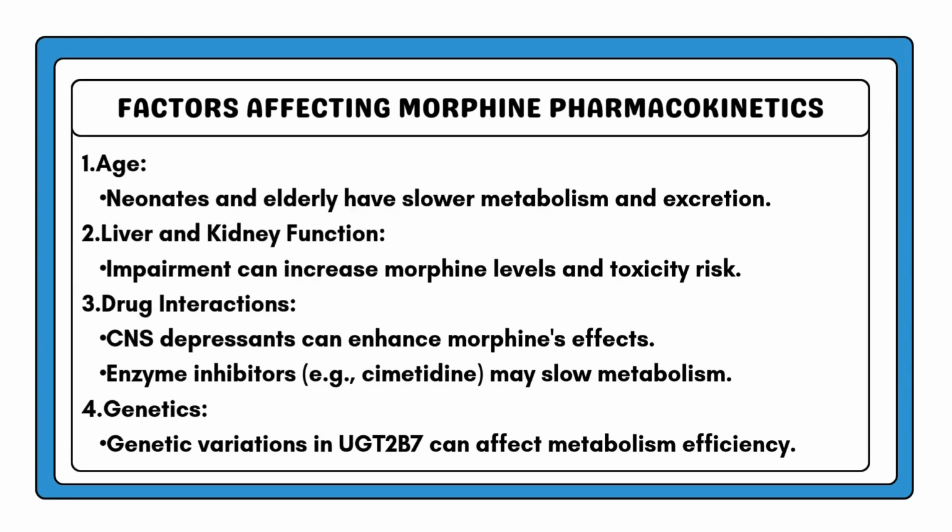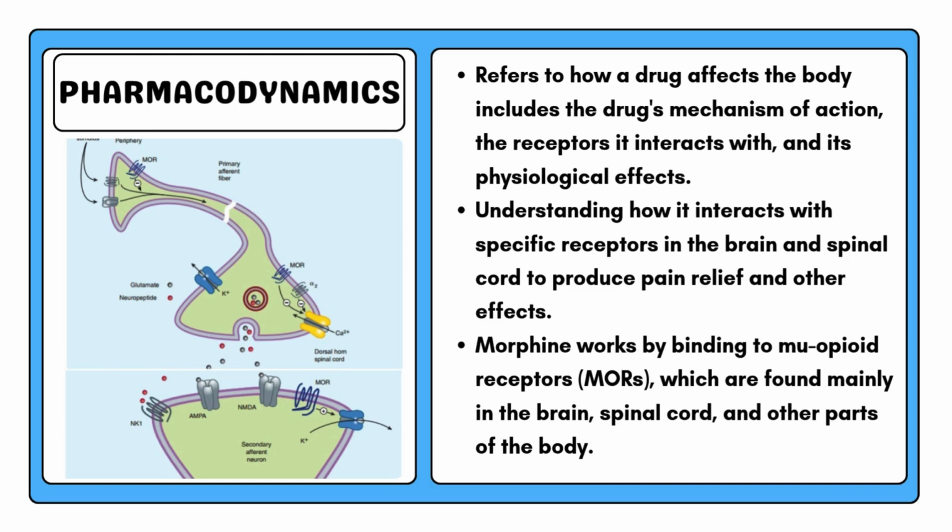Factors affecting morphine pharmacokinetics: age. Neonates and elderly have slower metabolism and excretion. Also liver and kidney function, drug interaction, and genetics.